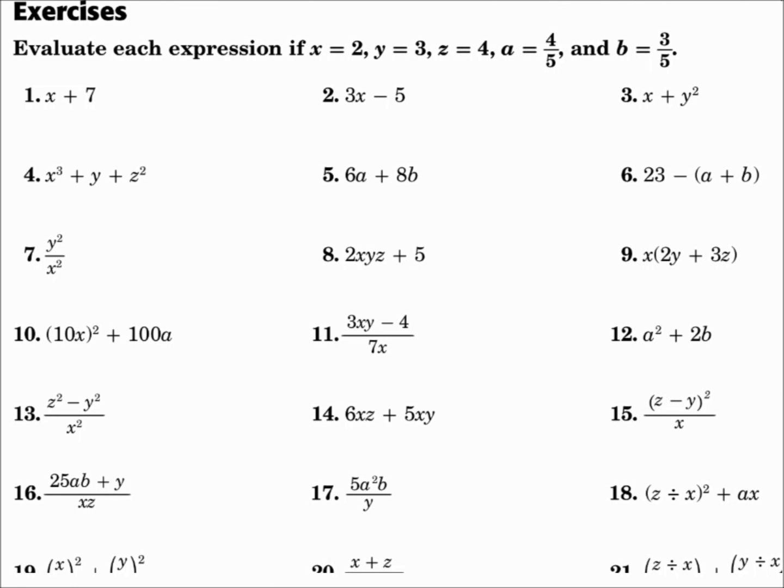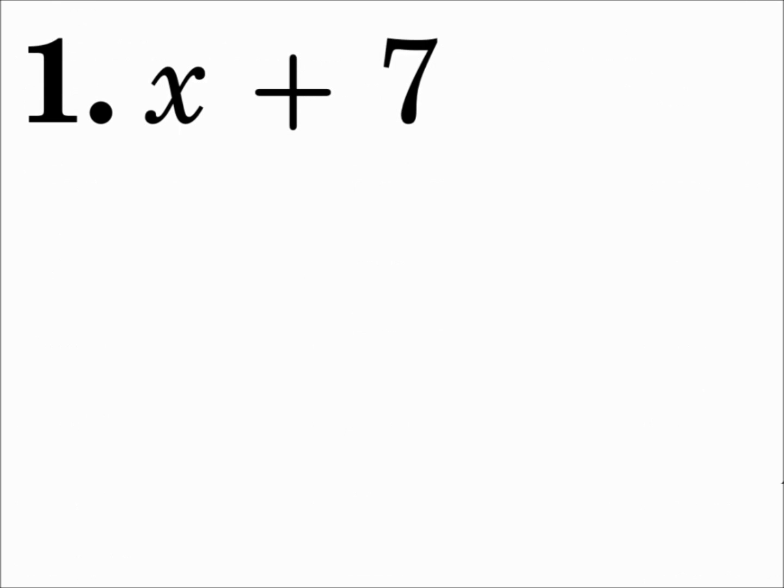Evaluate each expression if x equals 2, y equals 3, z equals 4, a equals 4/5, and b equals 3/5. We'll substitute the values in first, then follow the order of operations. Number 1 is x plus 7. Well, x equals 2, so substitute 2 for the x, and 2 plus 7 is 9.